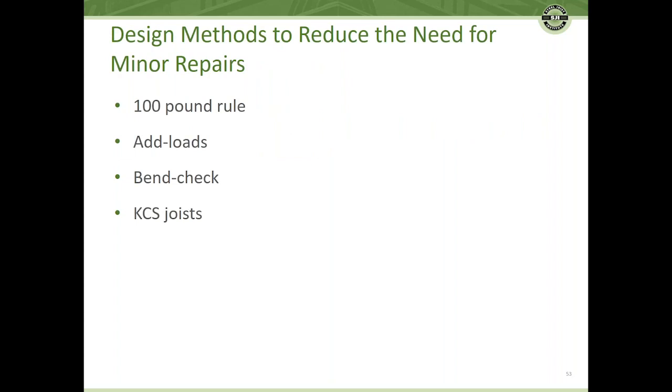There are some methods to reduce the need for the minor repairs. We'll go over that really quick. This is an ounce of prevention for a pound of cure type of thing. And we'll go over the 100-pound rule, add loads, bend checks, and KCS joists.